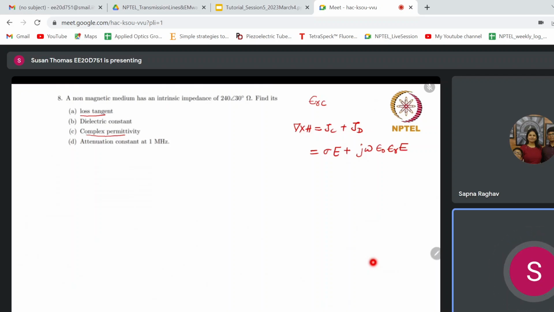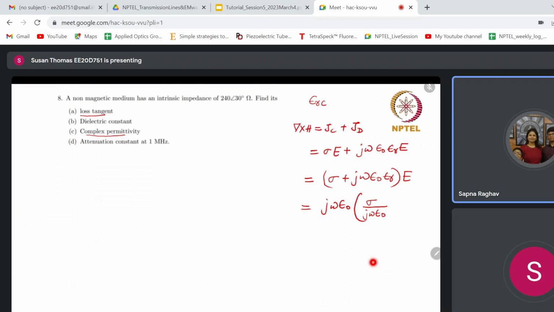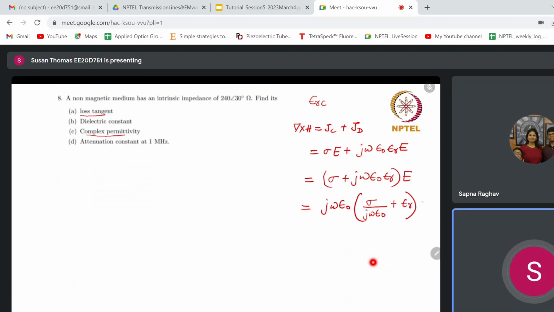Now take out E: you can take out sigma plus j omega epsilon naught epsilon r into E. Now let us take the next step. If you take out j omega epsilon naught, what will happen? Sigma by j omega epsilon plus epsilon r into E. 1 by j is minus j. So j omega epsilon naught into, let me take this term first, epsilon r.